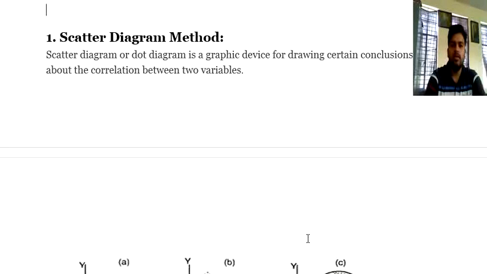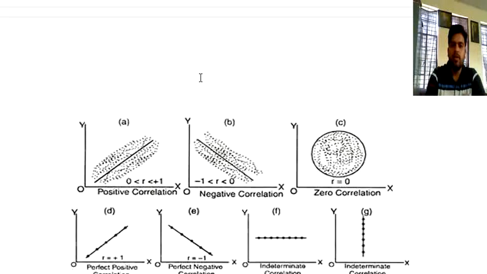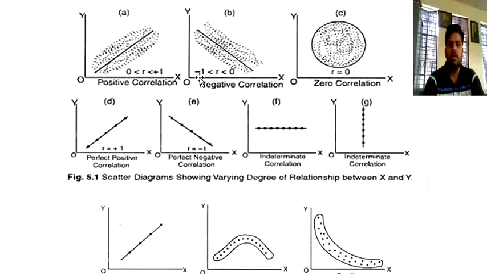You can see here in the case of a scatter diagram, the dot diagram, we basically use dots, and with the help of the direction of the dots we make a line that you can see here. Let's see the first one, A. In this you will see there are many dots. These dots denote the relation between the variable on X and the variable on Y.